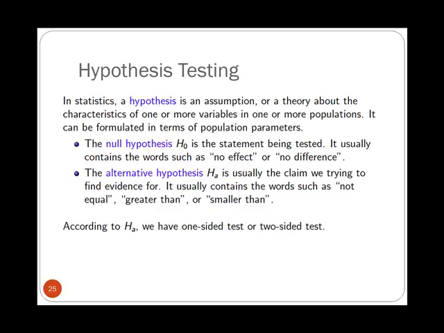The null hypothesis, H null, is the statement being tested. It usually contains words such as no effect or no difference. Mathematically, the equal sign should go here. The alternative hypothesis, HA, is usually the claim we're trying to find evidence for. A lot of times you have a theory, you have a hypothesis. The alternative hypothesis is what you wanted to prove. It usually contains words such as not equal, greater than, or smaller than. When you see not equal, we're talking about a two-sided test. Greater than or smaller than gives you a one-sided test.